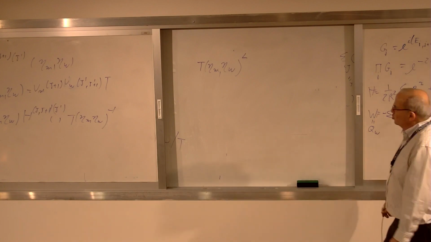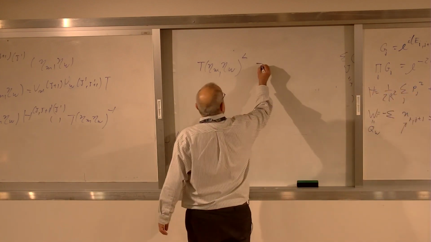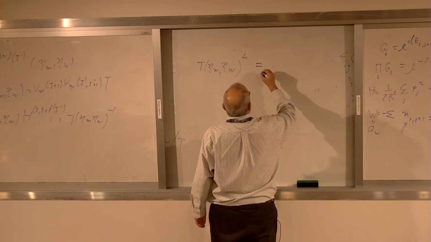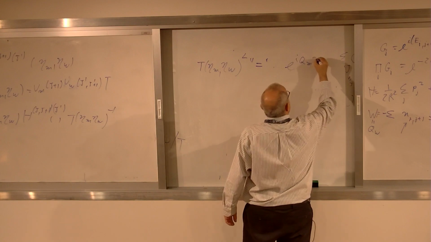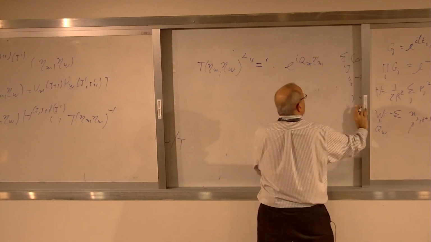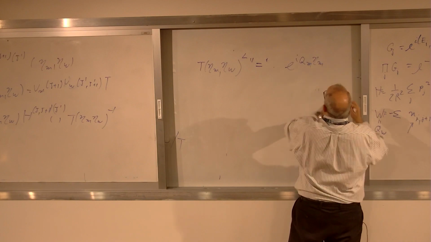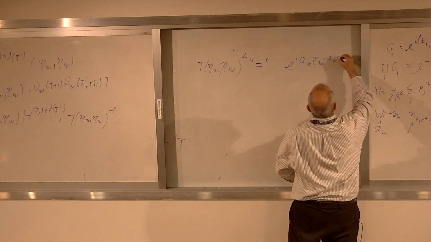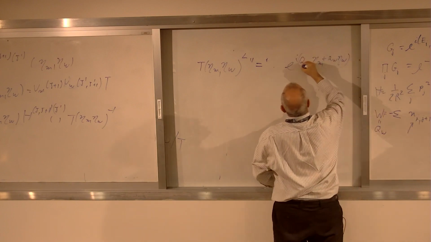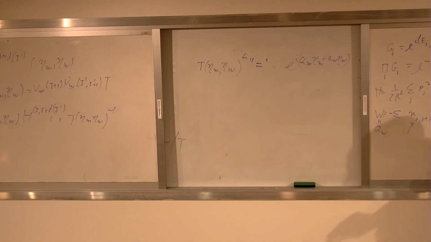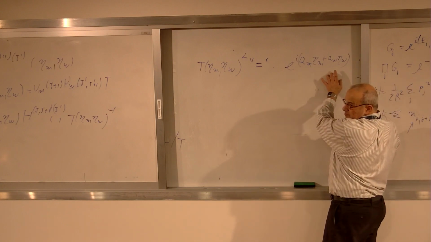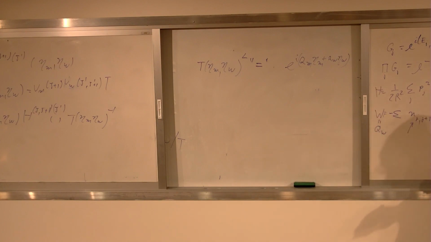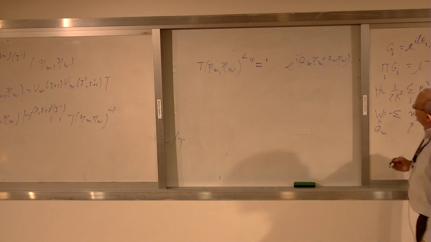And what do we expect? On general grounds, we expect it to be e to the i q m eta m plus q w eta w. Because that's what twisted boundary conditions is all about. We take something around and we come back up to the group element that we twisted by. We had that in the first lecture. That's what defects are. Now, question number one.